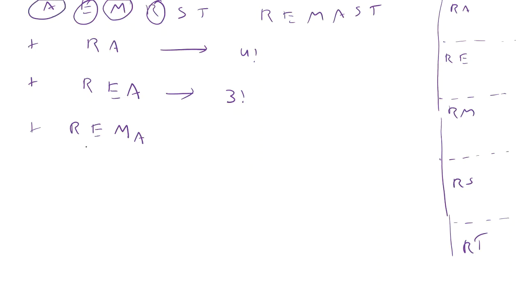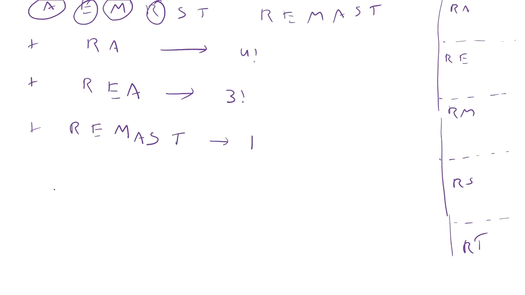I have to see how many words there are which begin with REMA and the next letter is S. I cannot count all the words that begin with REMAS, because here we have REMAST. So the next letter is going to be T. So how many words are there which begin with REMAST? There is only one word.